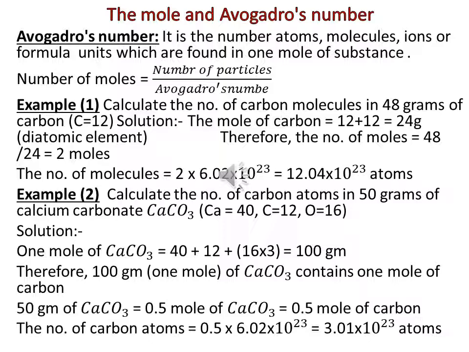Example number 1. Calculate the number of carbon molecules in 48 grams of carbon. C equals 12 is given. Because the carbon is a diatomic element, the molar mass of carbon is 12 plus 12 equals 24. So the number of moles equals 48 divided by 24, so it's equal to 2 moles.